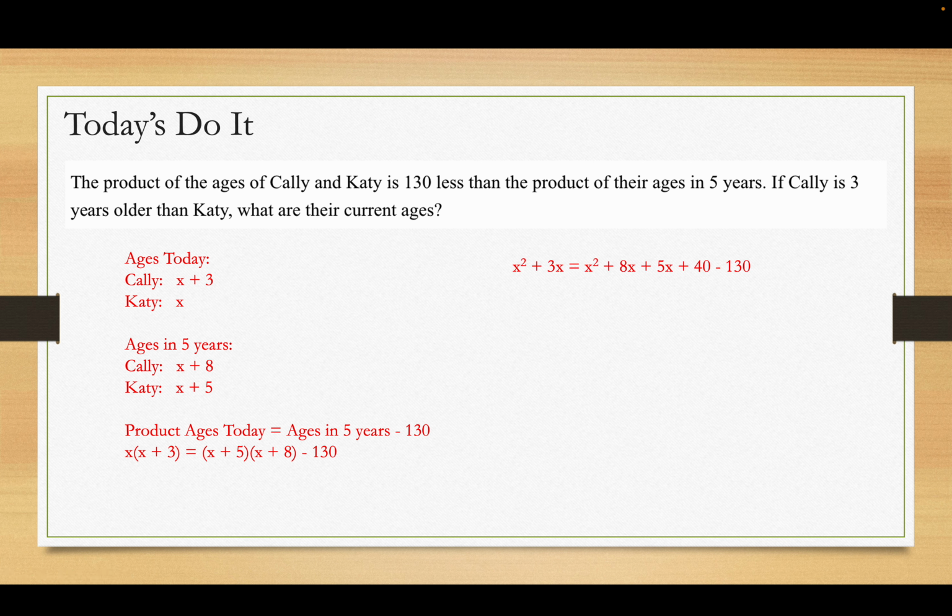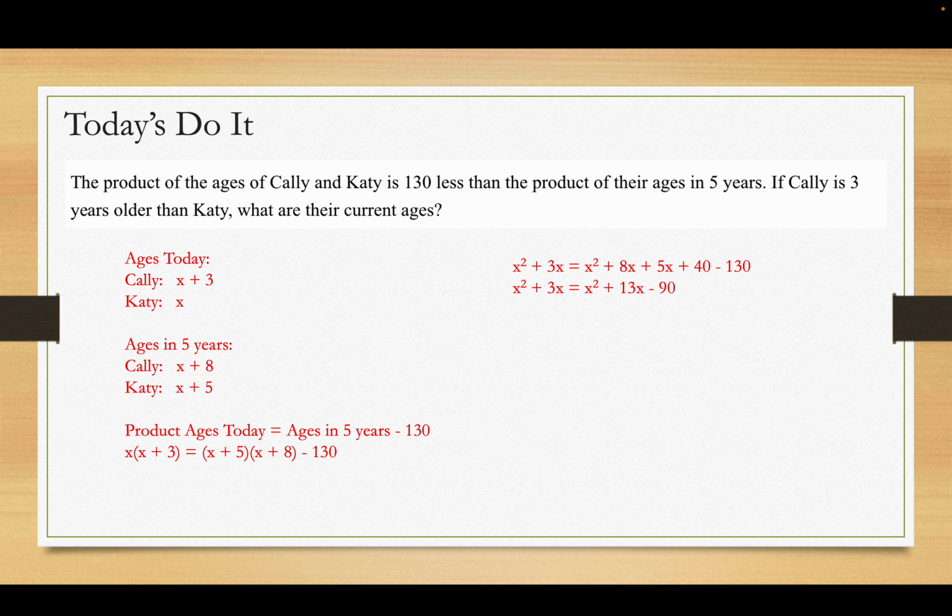So let's do a little algebra here. X times x plus 3 is x squared plus 3x. X plus 5 times x plus 8 is x squared plus 8x plus 5x plus 40, and then of course minus 130. That's x squared plus 13x, getting the 8x and 5x together, minus 90. That's the 40 and negative 130 together.